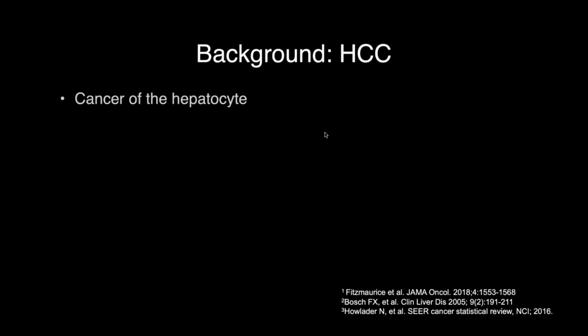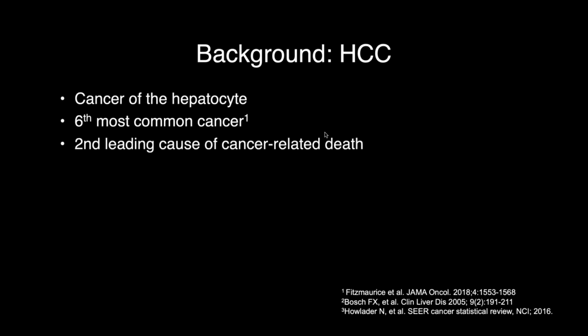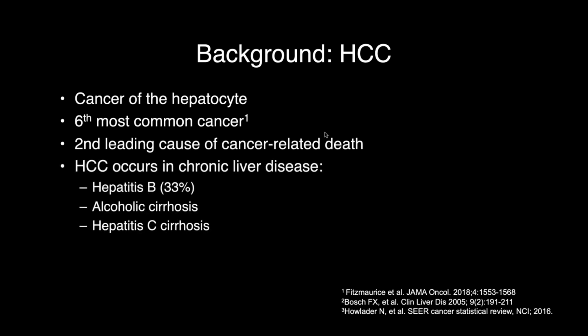So as you know, HCC is a cancer of the hepatocyte, and depending on which references you look at, there's a little bit of difference in the literature, but from what I can find, it is the 6th most common cause of cancer worldwide, but the 2nd leading cause of cancer-related death. And HCC actually does not occur in everyone. It only occurs in people who have chronic underlying liver disease, with the most common etiologies being hepatitis B, alcoholic cirrhosis, and hepatitis C cirrhosis, although we are seeing an increase in NASH-related cirrhosis as well.